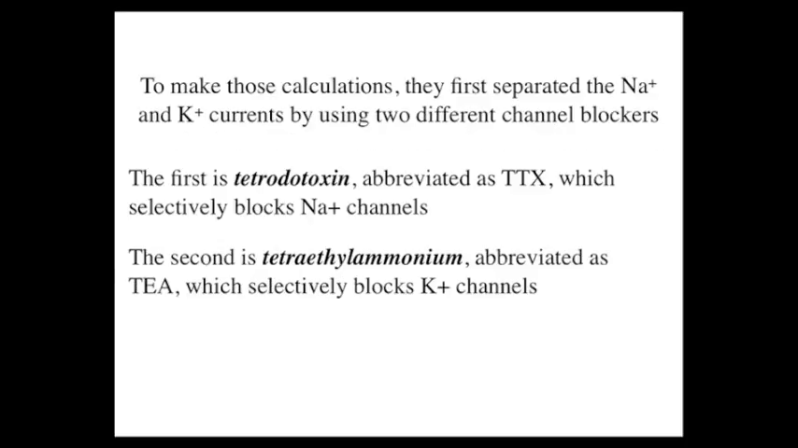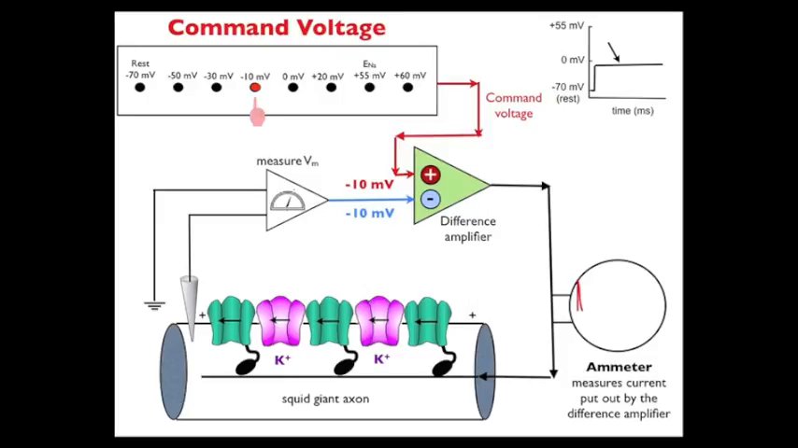To make those calculations, they first separated the sodium and potassium currents by using two different channel blockers. The first is tetrodotoxin, abbreviated as TTX, which selectively blocks sodium channels. And the second is tetraethylammonium, abbreviated as TEA, which selectively blocks potassium channels. So I'd like to take a moment to illustrate to you how these channel blockers work.